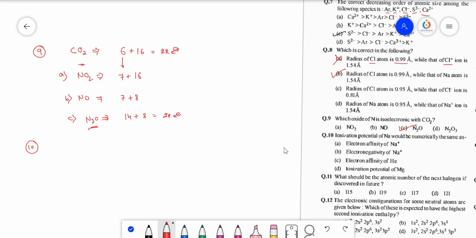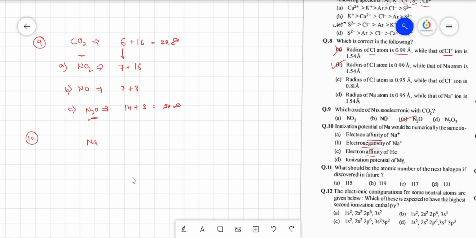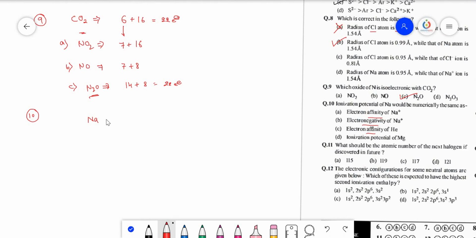Now let's try to solve the question number 10. The ionization potential of sodium would be numerically the same as. So first of all, let us see the definitions of electron affinity and ionization potential. See, you take an atom and try to remove one electron.